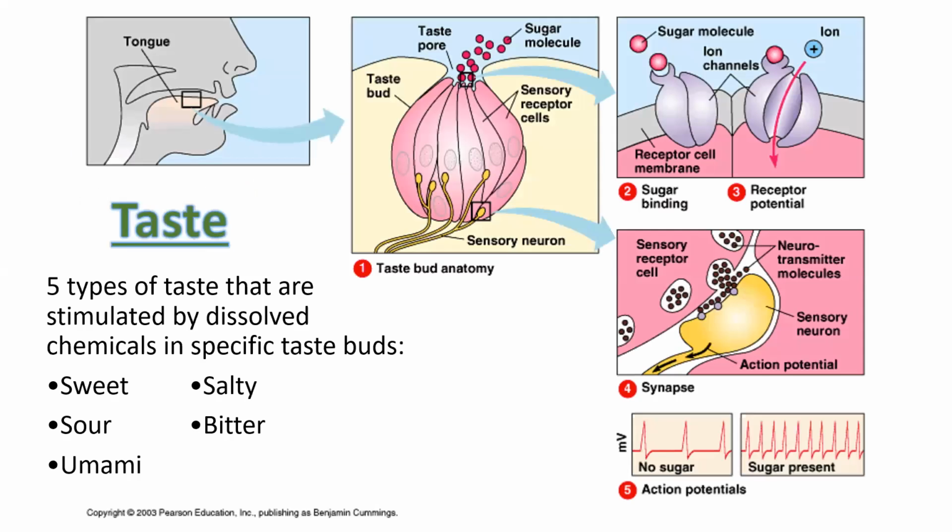Taste: five types of tastes, with dissolved chemicals. So this is a chemoreceptor. It's not mechanical, it's not photo for light, it's chemicals, chemoreceptors in our tongue. Umami was only discovered fairly recently.